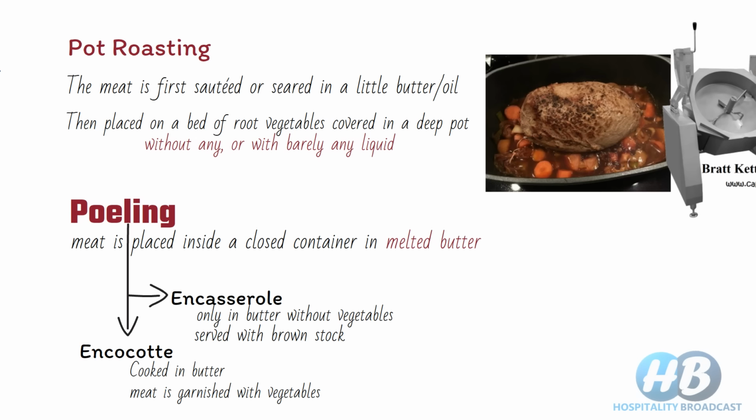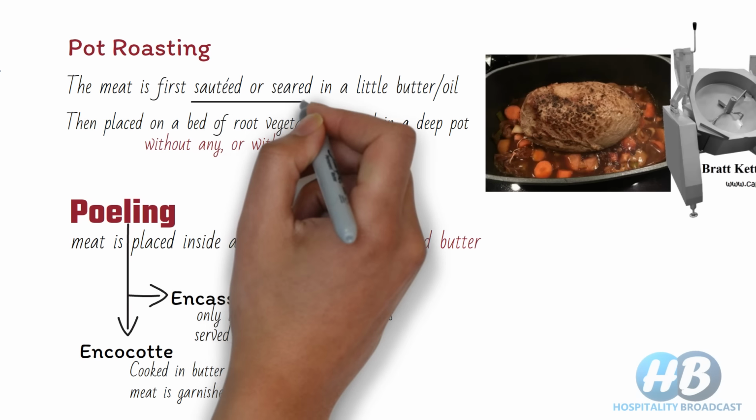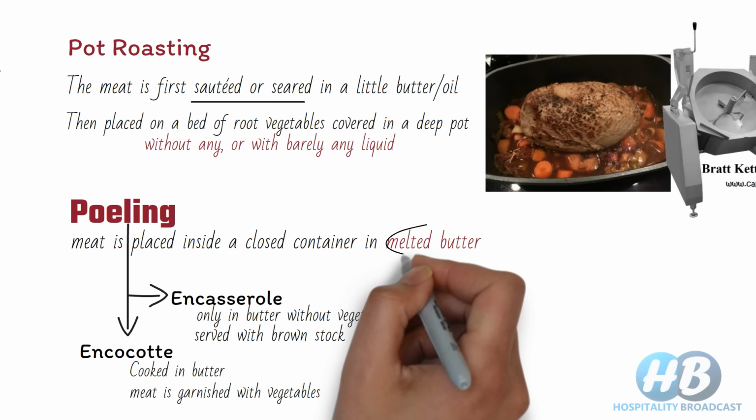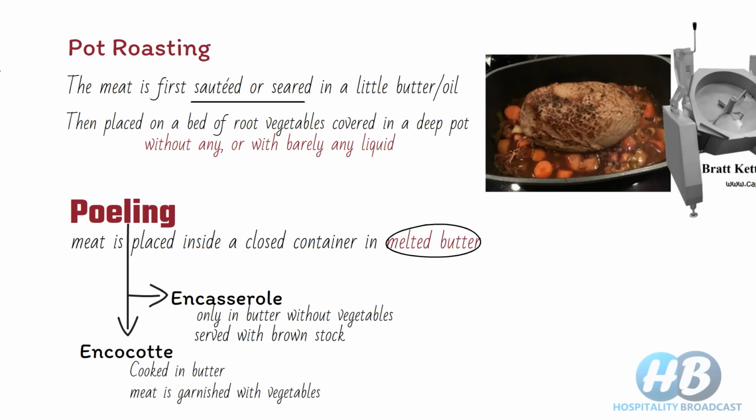Now, what's the difference between pot roasting and poling? There are two major differences between pot roasting and poling. In poling, meat is not sautéed before cooking as in the case of pot roasting. In poling, butter is used as the main liquid to cook meat.